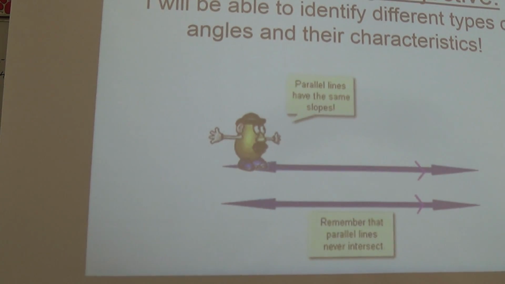So today's learning objective is you're going to be able to identify different types of angles and their characteristics. Remember, parallel lines are those two lines that never intersect. They have the same slope. It doesn't matter how they're turned, doesn't matter the orientation of the lines. We can turn the paper sideways, whatever the case may be. It's still parallel lines, and we're still talking about those parallel lines.